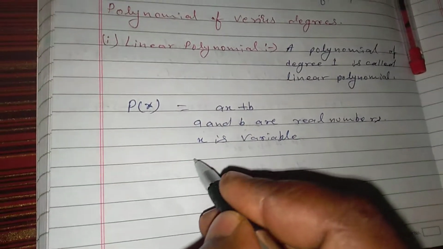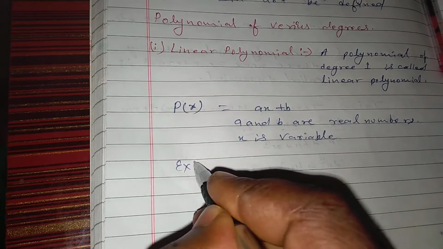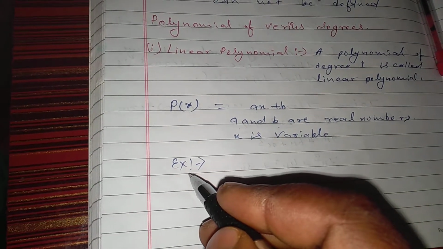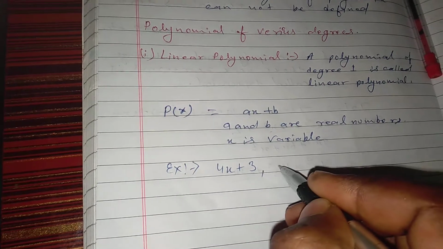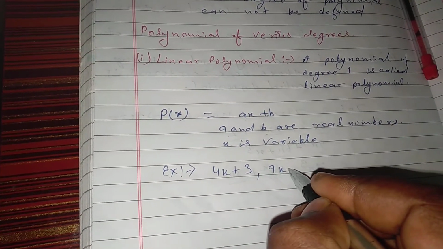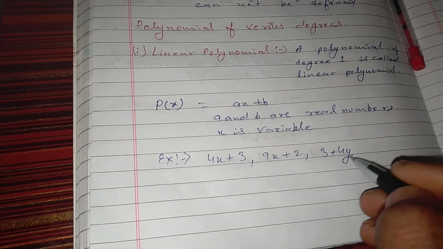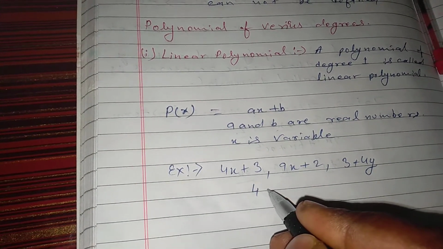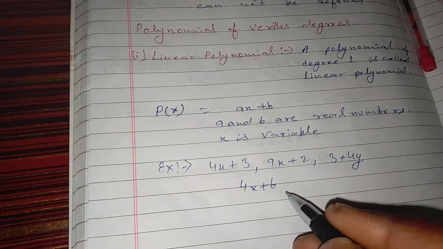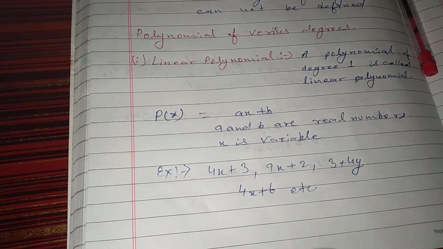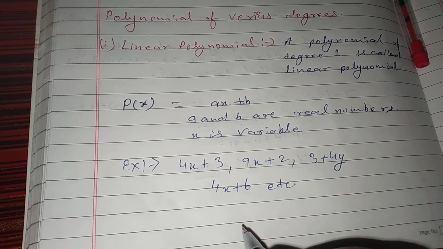Such as examples: 4x plus 3, 9x plus 2, 3 plus 4y, 6, 4x plus 6, etc. All of these are examples of linear polynomials, which have degree 1.